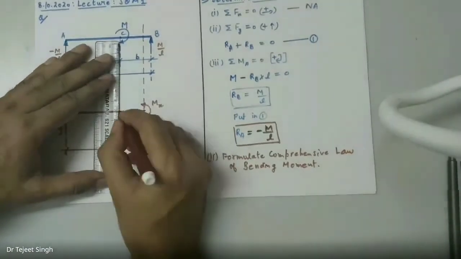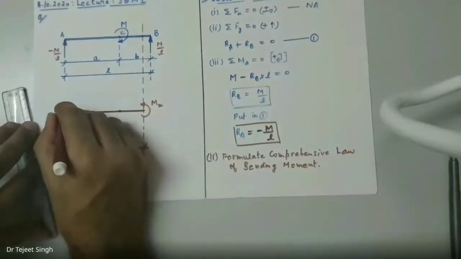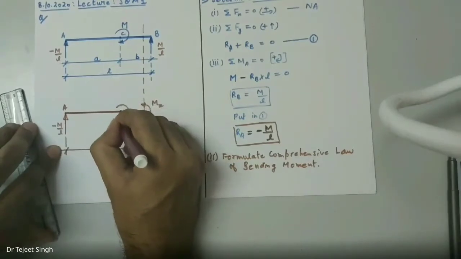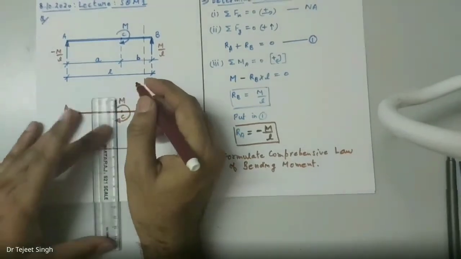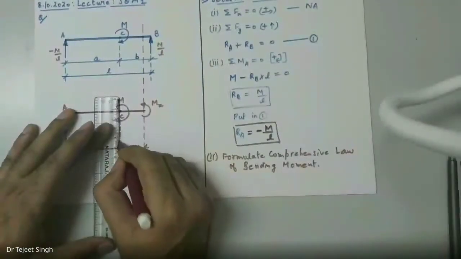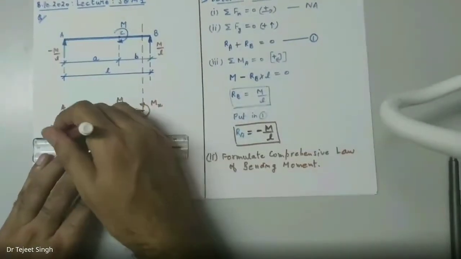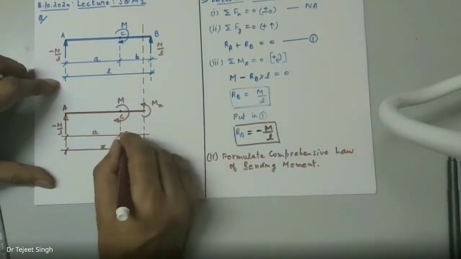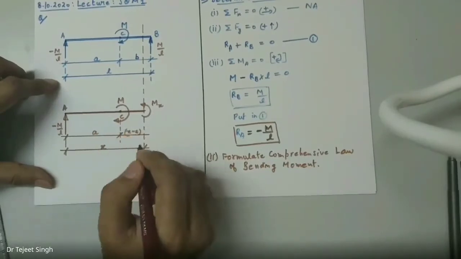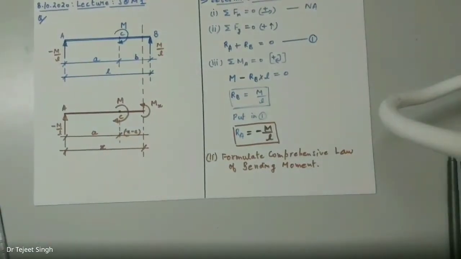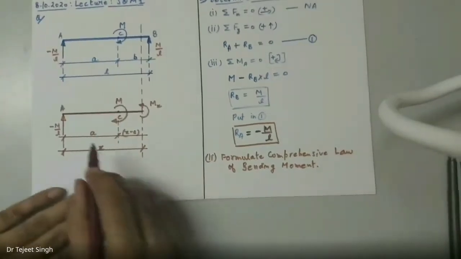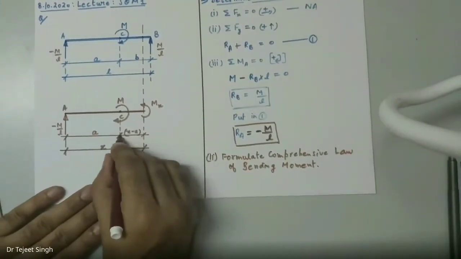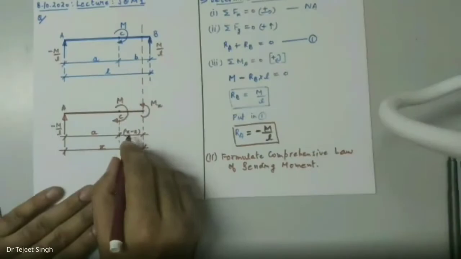Now this is point C, this is point A, and at point C there is a clockwise moment like this whose value is equal to M. Now the distance of this point C, so this distance is small a. So if this is A and this is X, then the distance from point C to the cut point is X minus A.